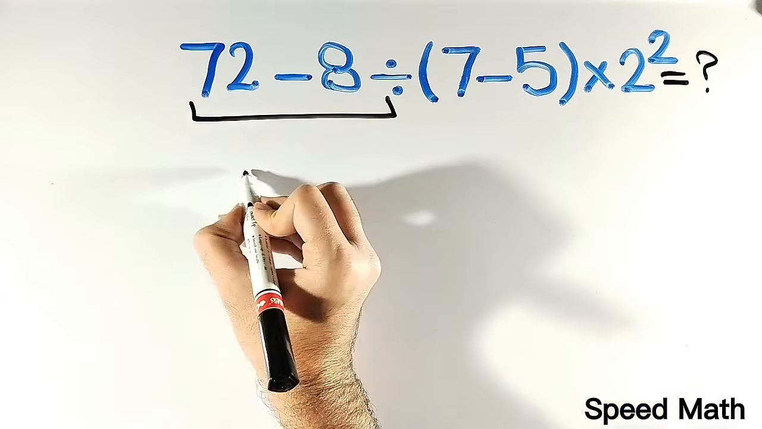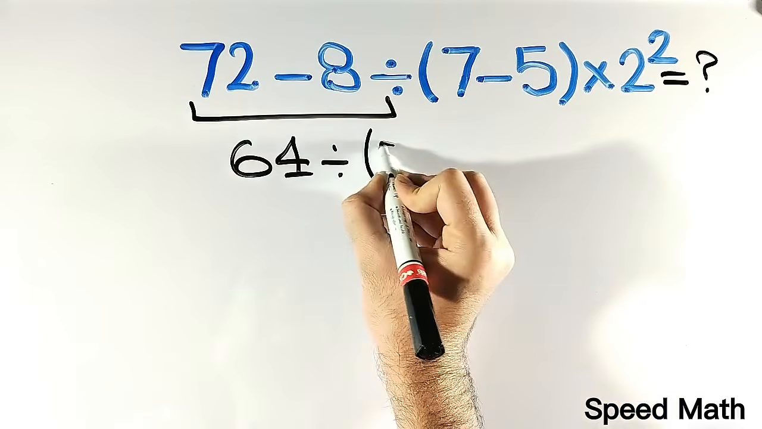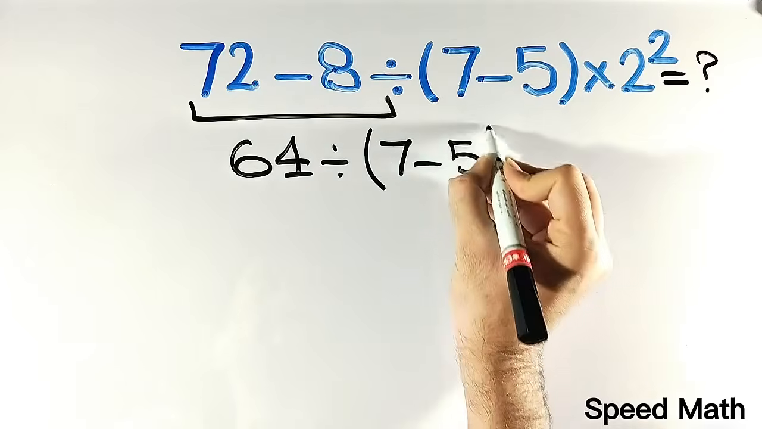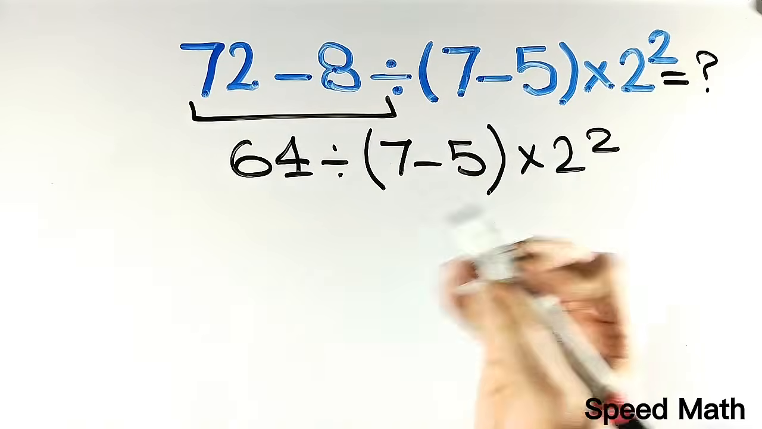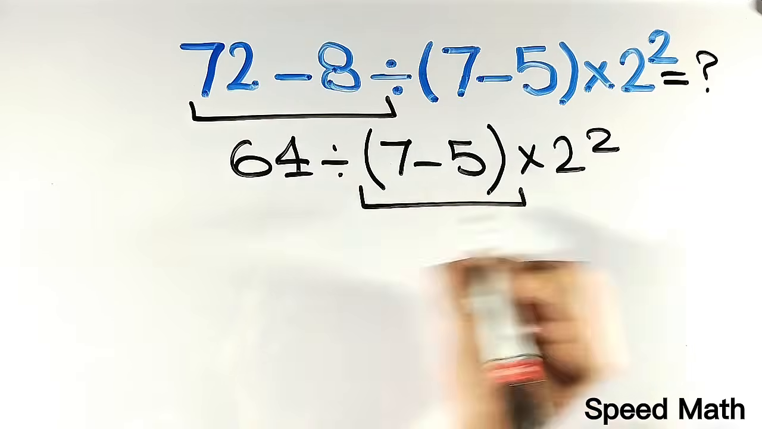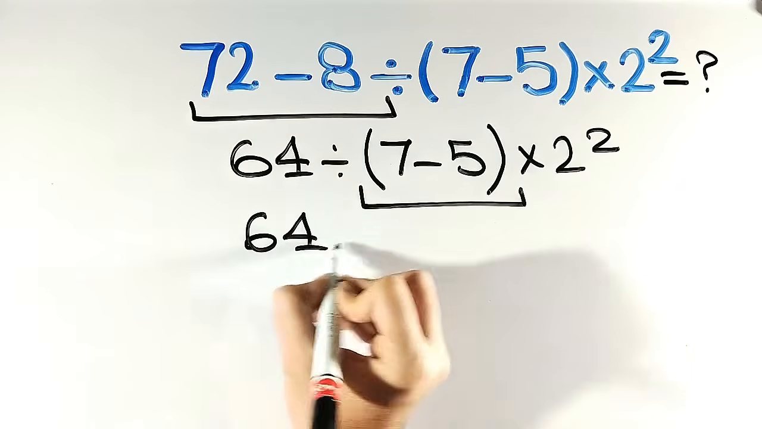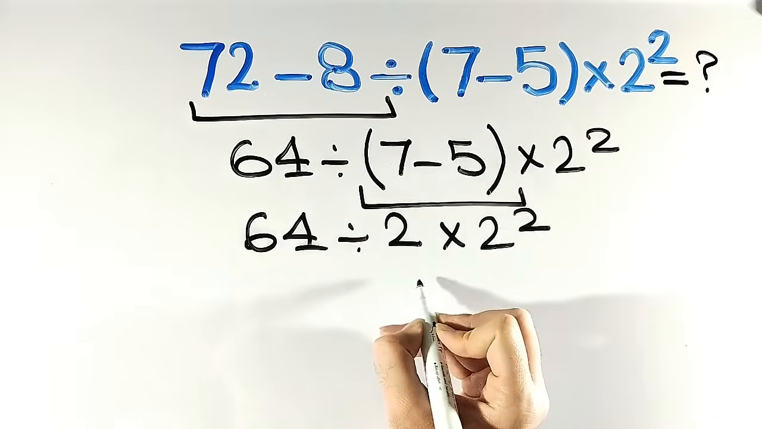Many people, when solving this question, first go for the subtraction between 72 and 8. And instead of this expression, they write 64 divided by open parenthesis 7 minus 5 close parenthesis and multiplied by 2 squared. And the next step, they go to the expression inside the parenthesis and write this expression as 64 divided by 2 multiplied by 2 squared.